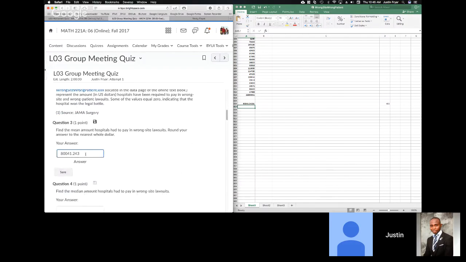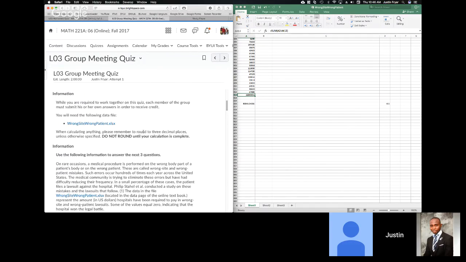Okay, so that's what I calculate the mean is. Does everyone agree with that? What was your number? 80,041. Yeah, 80,041. Are we rounding to 3 decimal places? I think yes, we are rounding to 3 decimal places. Well, I thought it said round the answer to the nearest whole dollar. I think it says to round to the nearest 3 decimal places. Right there.